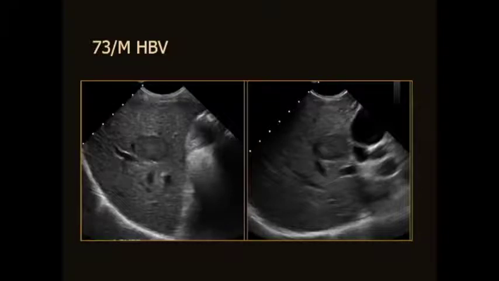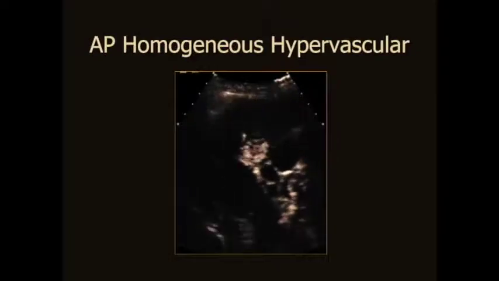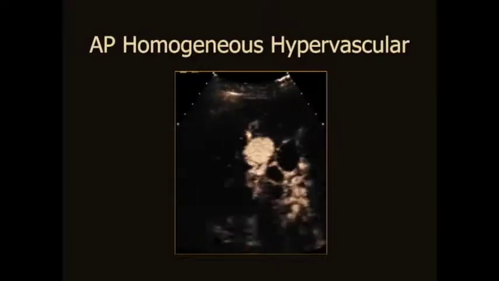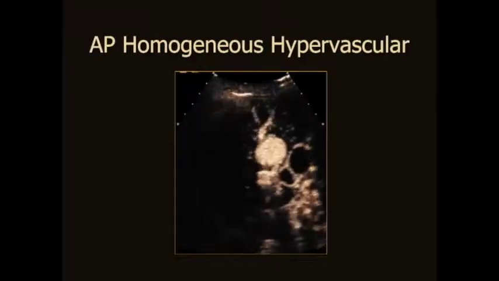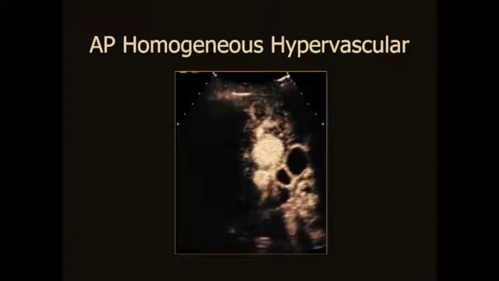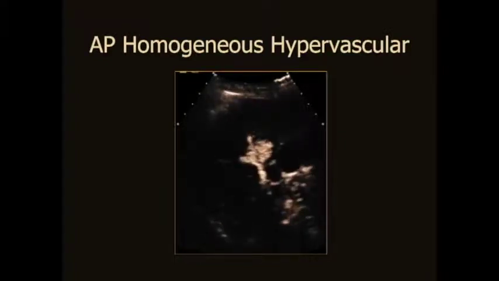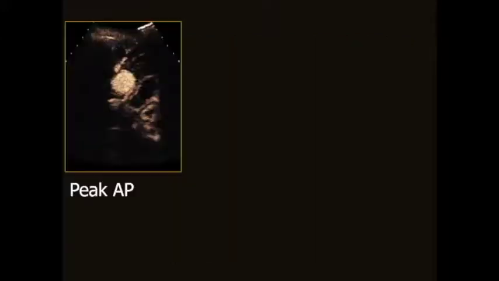Now, what about this patient, a 73-year-old male with a non-cirrhotic liver, but he's got hepatitis B viral carrier status. So we can see this lovely mass in his liver. When we do his contrast injection, you can appreciate that this robust technique lets us see the enhancement regardless of his respiration. So we confirm easily a hypervascular mass.